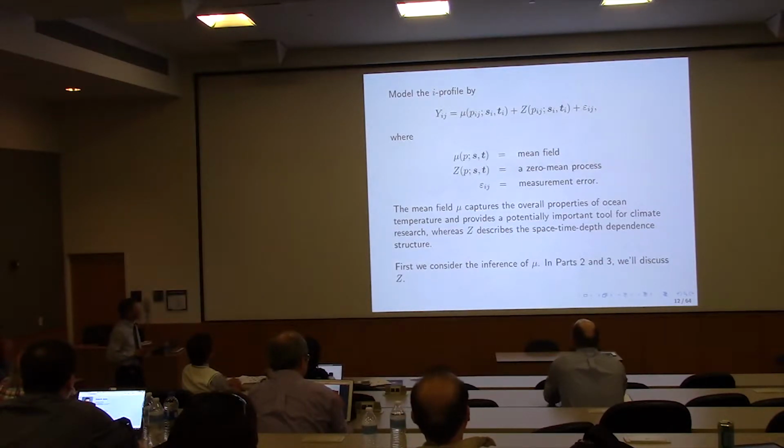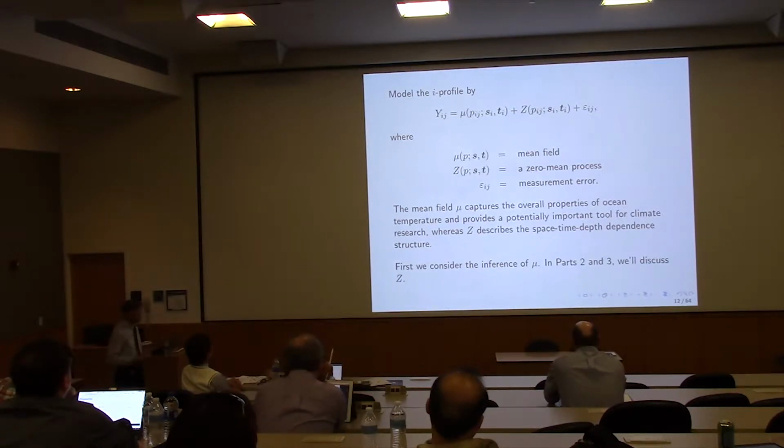Okay? Now, the model for the profile, this is temperature again, is going to be a mean function, a mean field, plus a zero mean process, plus measurement error. And this zero mean process captures the dependency in depth, spatial location, and time. Right? So it's a really high dimensional process.